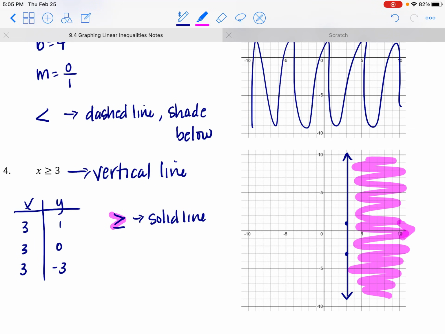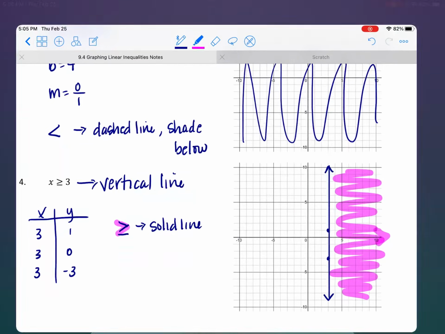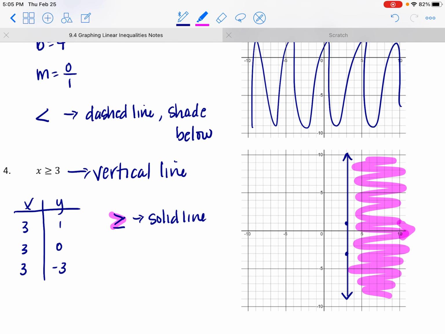Okay? So that is the area of our graph. That is the solution region. That is the place where all of the coordinates are going to have x values that are greater than or equal to 3. That would be the points on that line and all the points left of that line. Okay? So we'll do more with linear inequalities in another module, but for now I think you have enough. This is just to kind of reinforce the graphing concept.